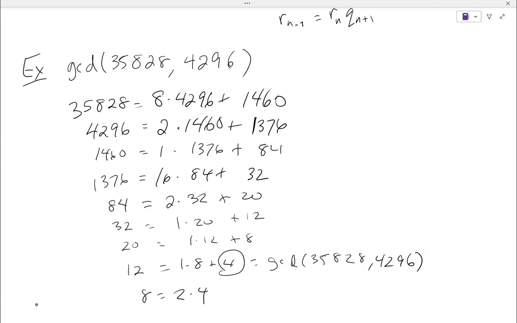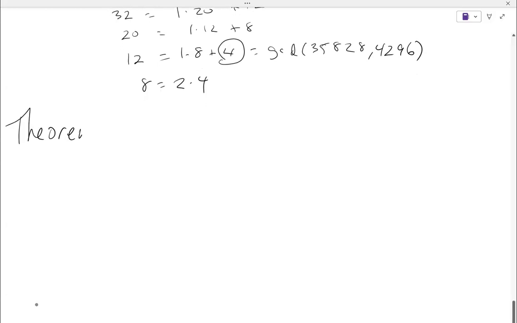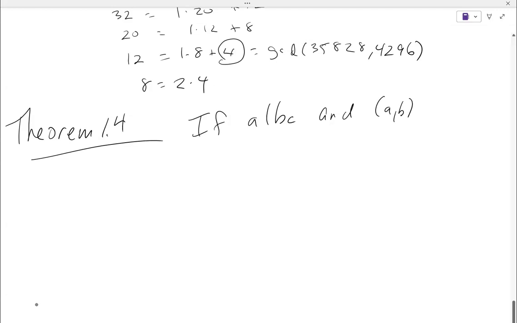Okay, let's look at one other example here that uses the fact that we can write a GCD as a linear combination. So this theorem says that if A divides BC and the greatest common divisor of A and B is 1, then A must in fact divide C. Now we haven't gotten to it yet. We'll do that here in a minute when we get to the next section.